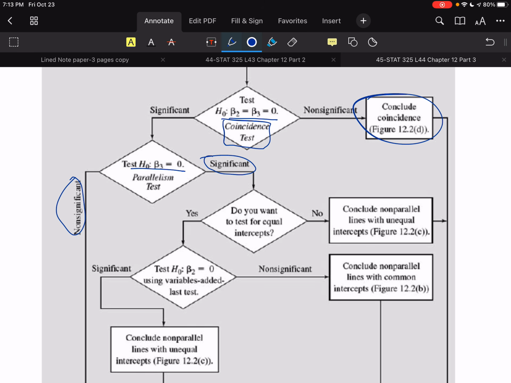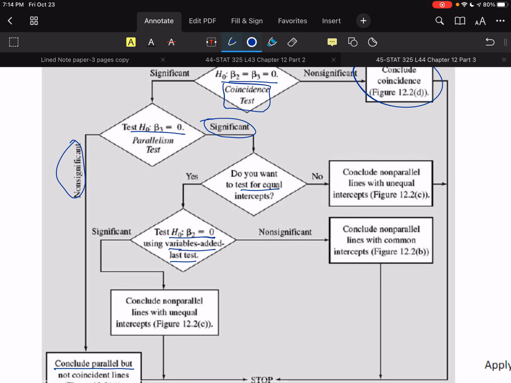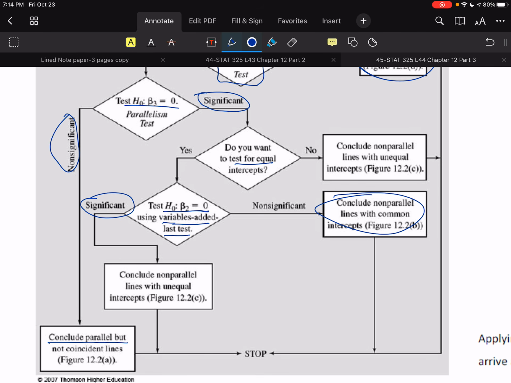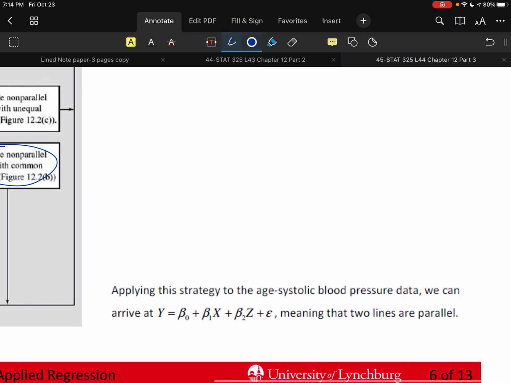If it's significant, then we'd say that beta 3 is definitely not equal to 0. Now, the only thing that could be is that beta 2 is equal to 0 or not. So do we want to test for equal intercepts? And if we do, then we test that beta 2 is equal to 0, and we use a variables added last test here. And if it's not significant, then they're not parallel, okay? And we're done. If it is significant, then we conclude that they're non-parallel lines with non-equal intercepts. Okay, and so then we're done. So if we apply this strategy to the age systolic blood pressure data that we were just working with, we arrive at this equation, meaning that the two lines are parallel but not coincident.